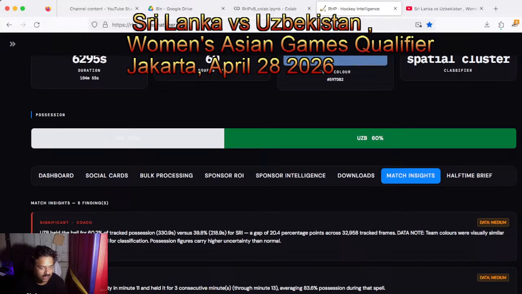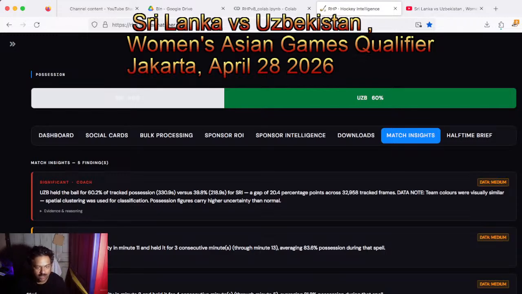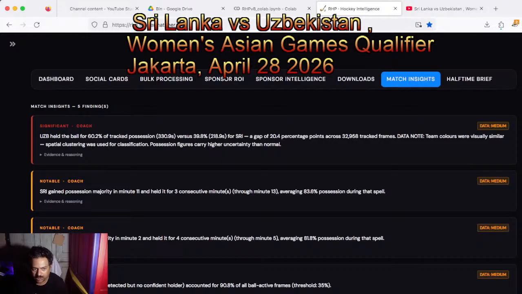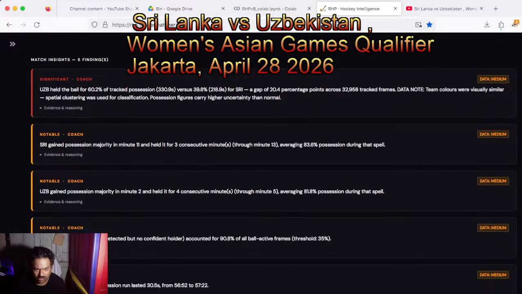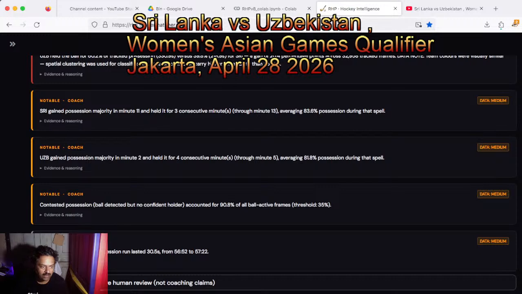Uzbekistan held the ball for 60% of the tracked possession, which is the entire time that we have seen, versus 40%, a very high 20% gap. Sri Lanka gained majority possession in minute 11 and had it for 3 consecutive minutes. In those 3 minutes, Sri Lankan women had 84% possession. And when Uzbekistan held the possession, they had similarly 82% possession during those two times. So there were periods of play when one team was completely dominating the other. Contested possession was pretty long, around 90% of the time.